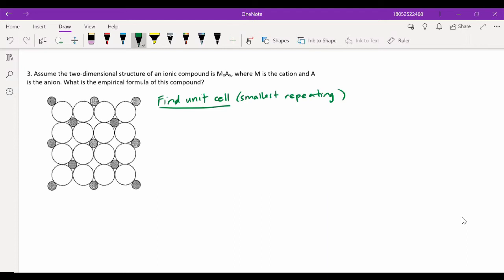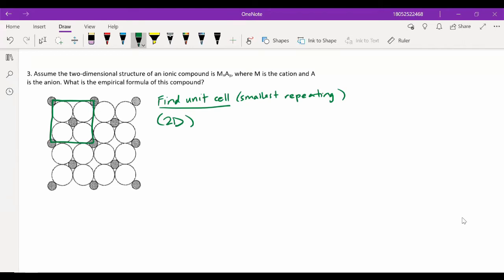And what you should come up with is a square like this. And if you translate that in either direction, sideways or up and down, that would just repeat. So then inside the unit cell, this is two-dimensional, so we're going to use our numbers from the table above. And I guess also we need to know which circles represent which ions.